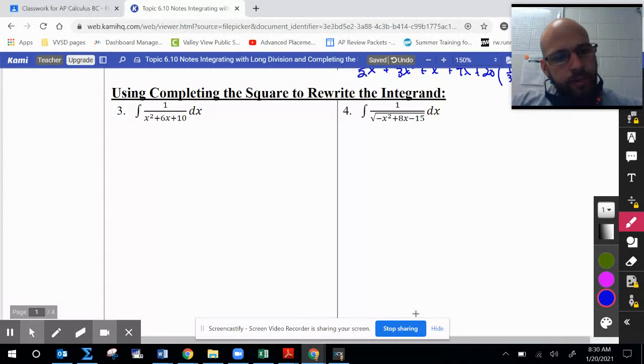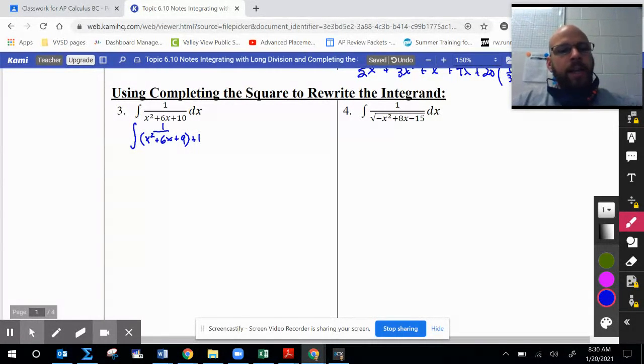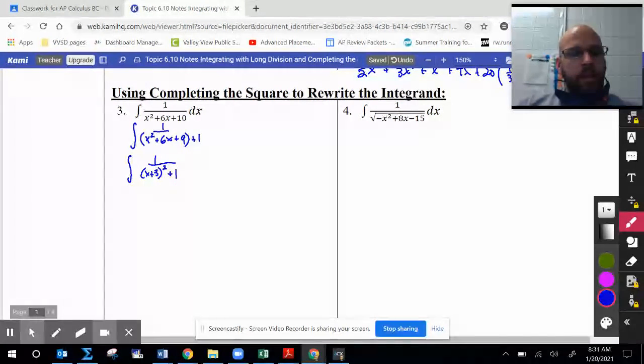So what I have is an integral of 1 over this quadratic, but I want that quadratic to be a perfect square trinomial. So what I'm going to do is deconstruct that 10. I'm going to say plus 9 plus 1. Now you're probably wondering why I did that. The reason I did that is because x squared plus 6x plus 9 is a perfect square trinomial. It's just x plus 3 squared. And then I have this plus 1 on bottom. Okay?